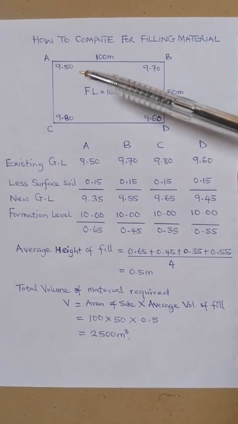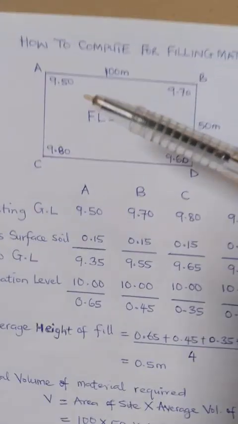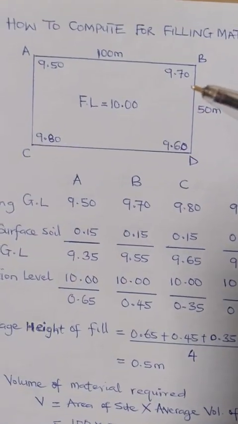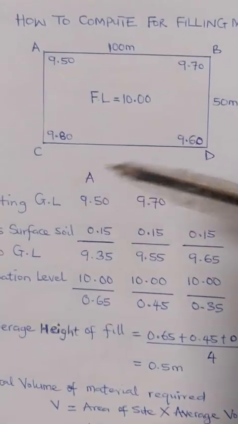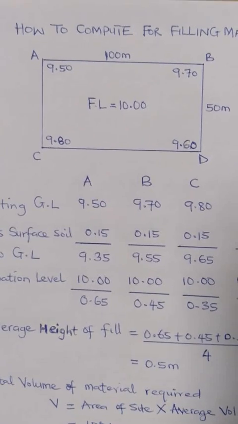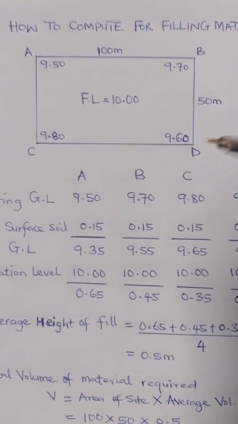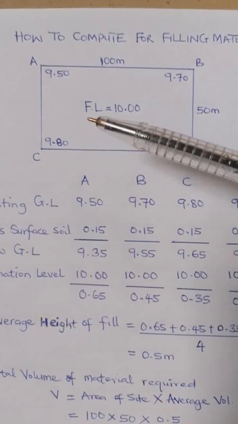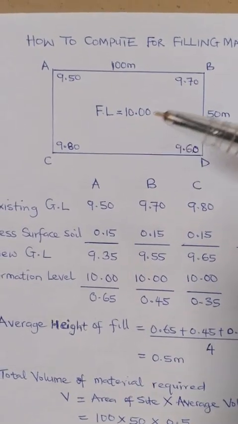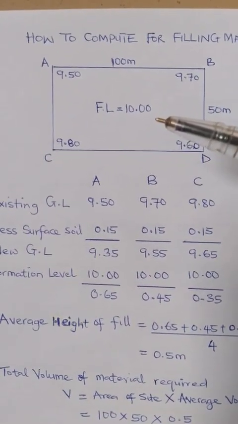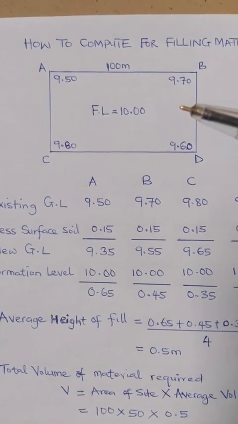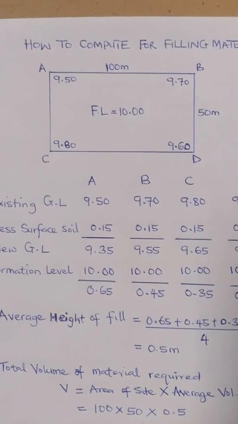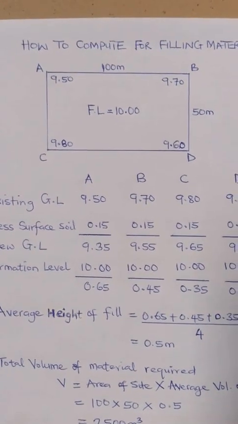So at point A, we have 9.50. At point B, we have 9.70. At point C, we have 9.80. At point D, we have 9.60. Then we have our FL, which is formation level. This is the level we are expected to have where we are expected to start up our construction.